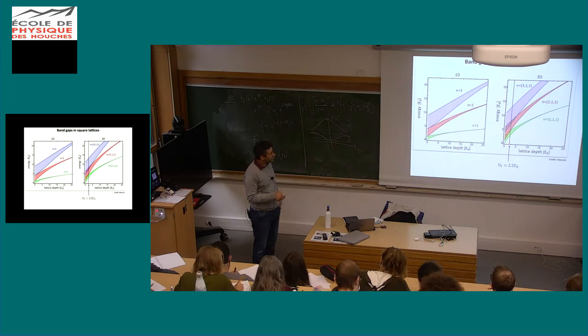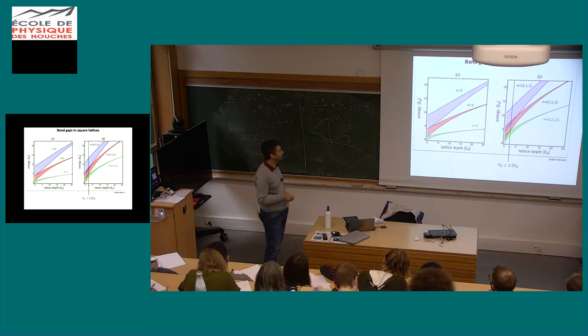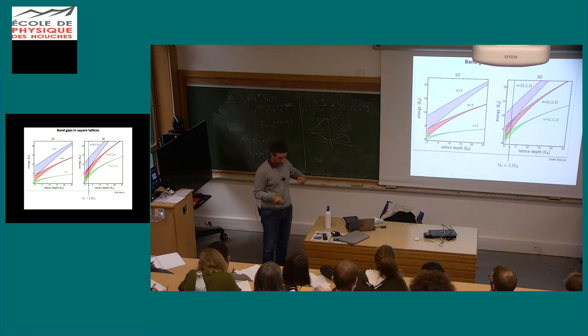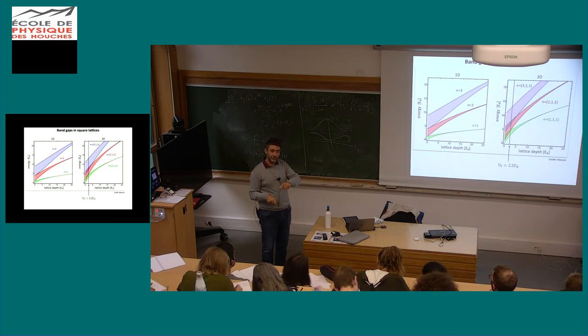If you look at the 3D case, the situation is very different. Because, as I said, you have different directions in which you can look at your lattice. So 1, 1, 1 means you look at the momentum vector that corresponds to 1 in the direction of the lattice x, plus 1 in y, plus 1 in z.